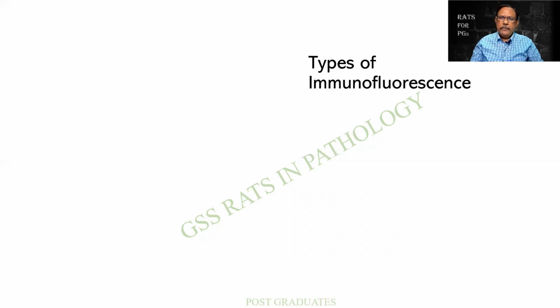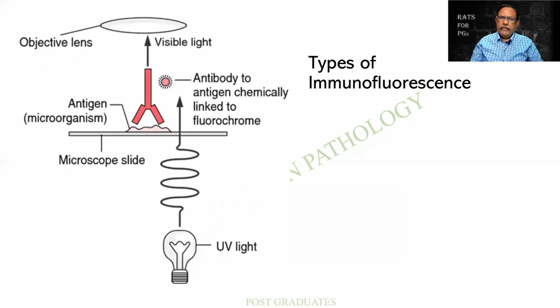There are different types of immunofluorescence. But first, let us see what exactly it is. This is a stage in which I am having a material, which can be the antigen or a proteinaceous substance, to which there is an exposure of the antibody, which can be tagged to a fluorochrome or a bright substance.